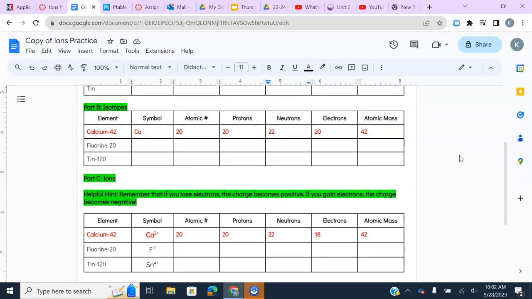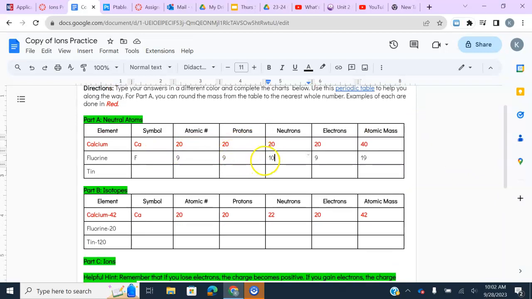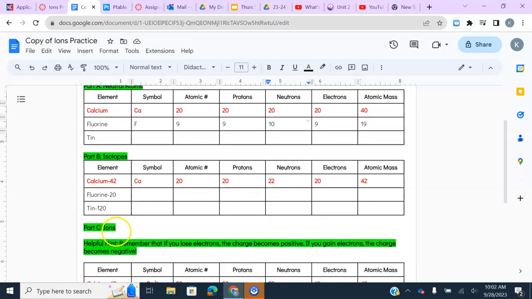The isotopes in part B are, again, just a review of that 8-man. In this case, all that's changing is the neutrons. Remember, isotopes have the same number of protons, but a different number of neutrons. And we can tell because it's got this hyphenated symbol here. Up here, we saw from the table that the mass was 19, we rounded it to 19. Here, it's going to be 20, so we know those neutrons are going to be changing.